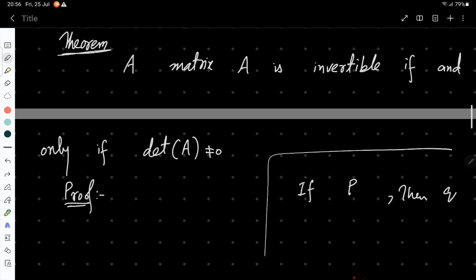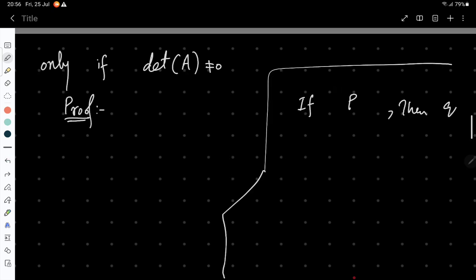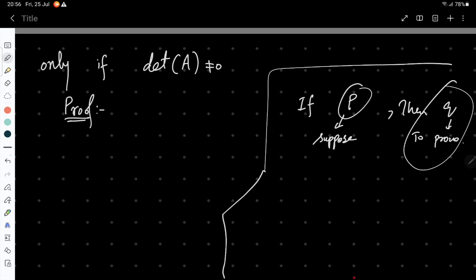This is the conditional statement called if P then Q. This kind of statement we use in our daily life. If you have to prove this statement, the first thing we have to suppose and the second thing we have to prove. In this kind of statement, P is the assumption and Q is what is to be proved.